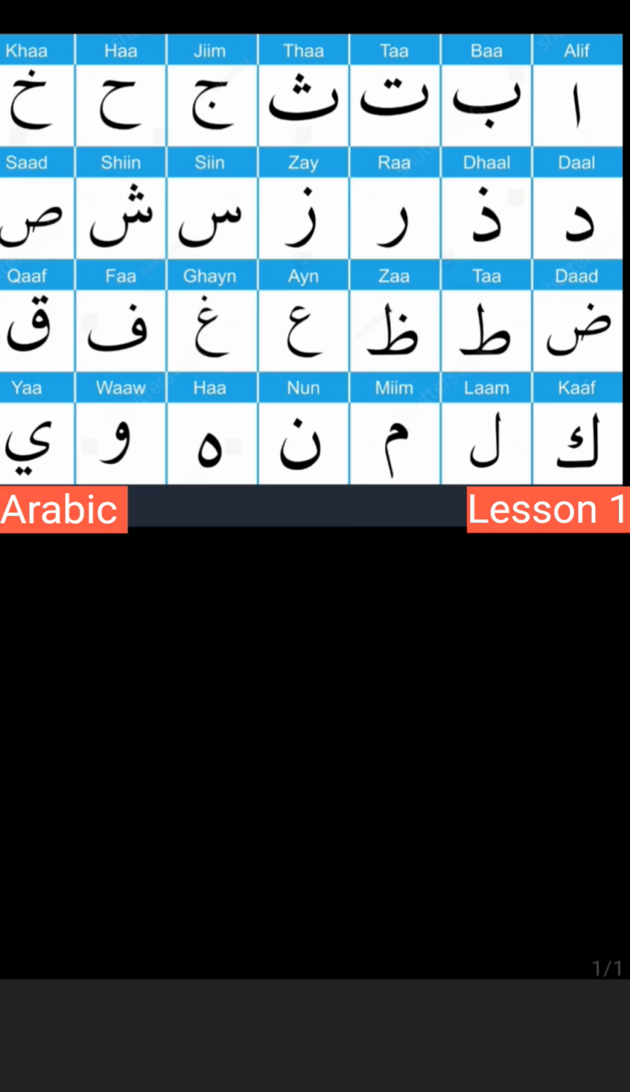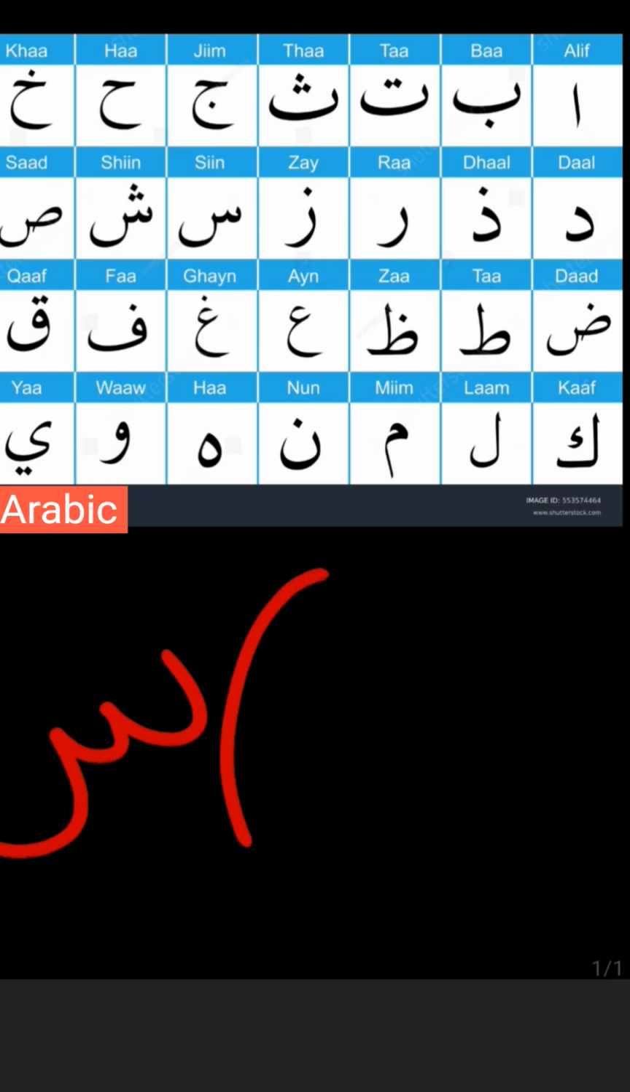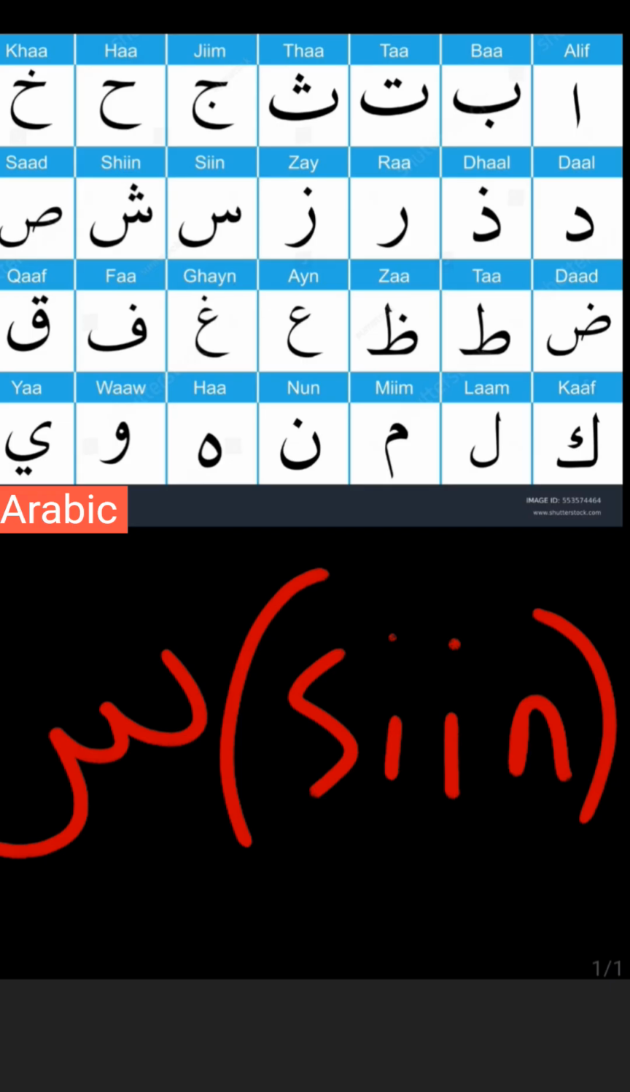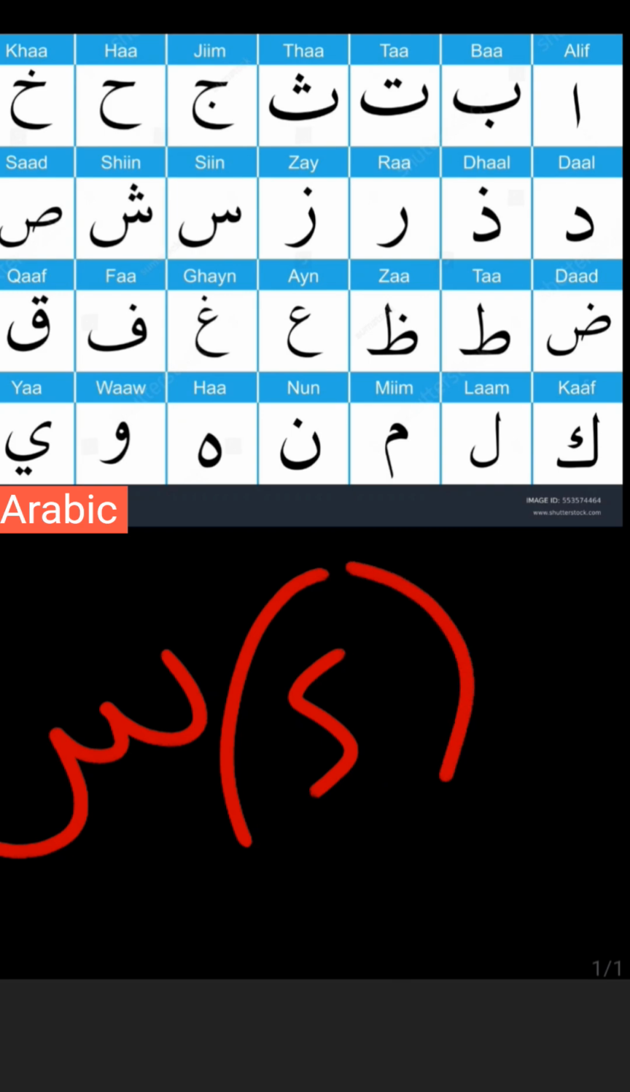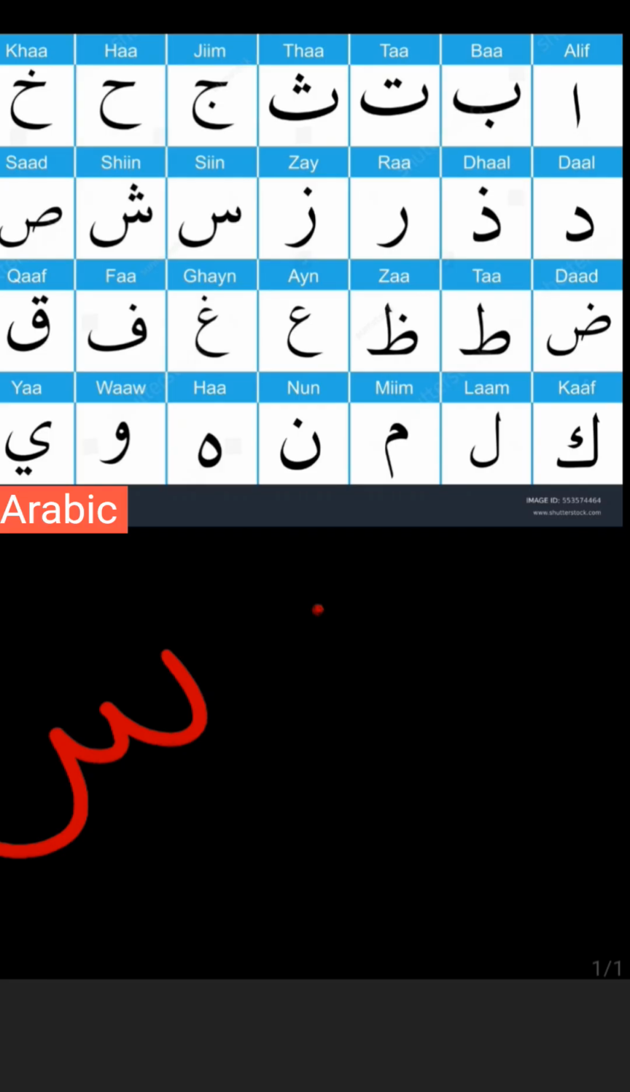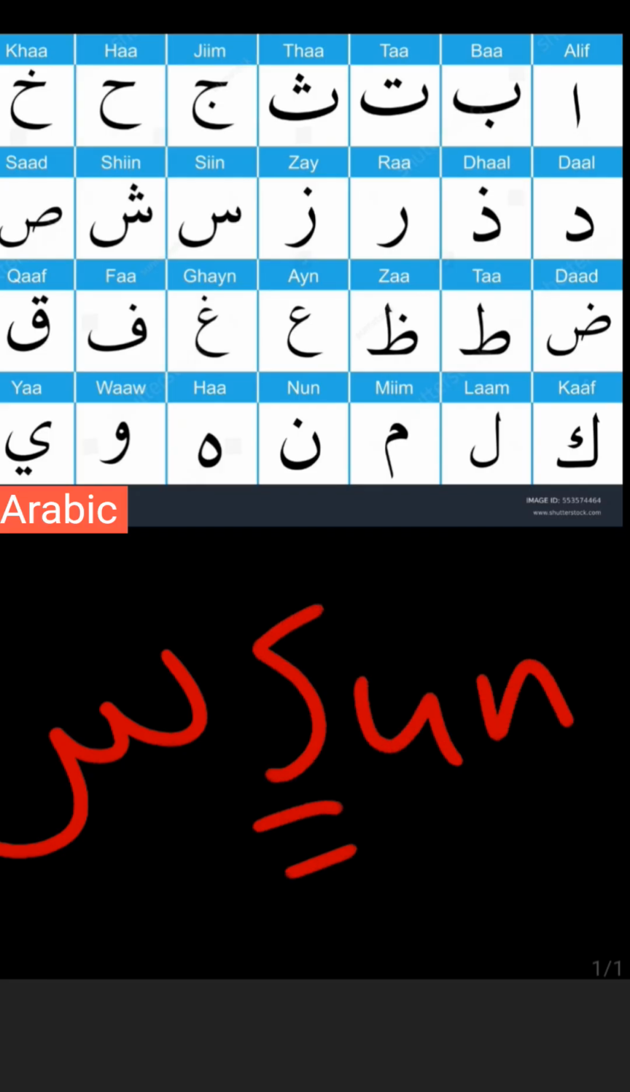Now the next letter is seen. That's the name of the letter right here, seen. And it's the s sound, like an S. And a word that shows an example is like sun.